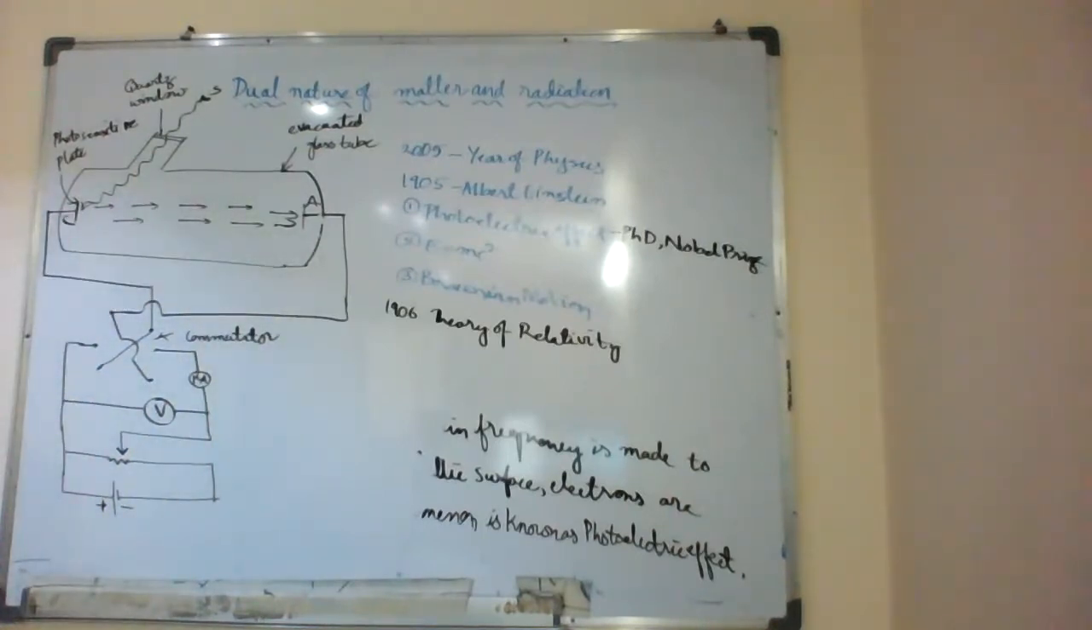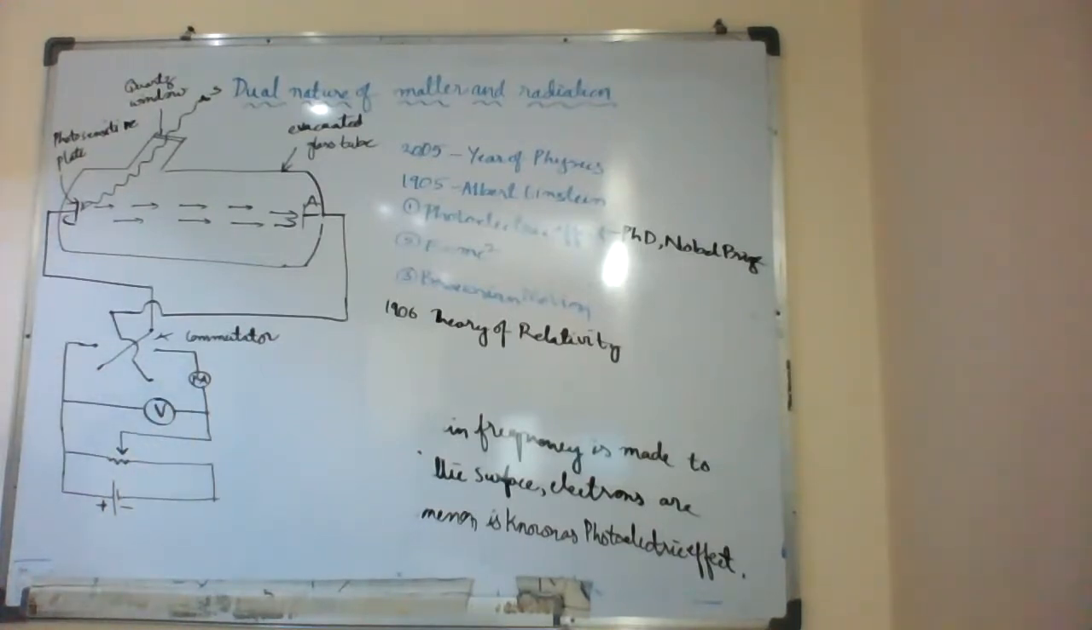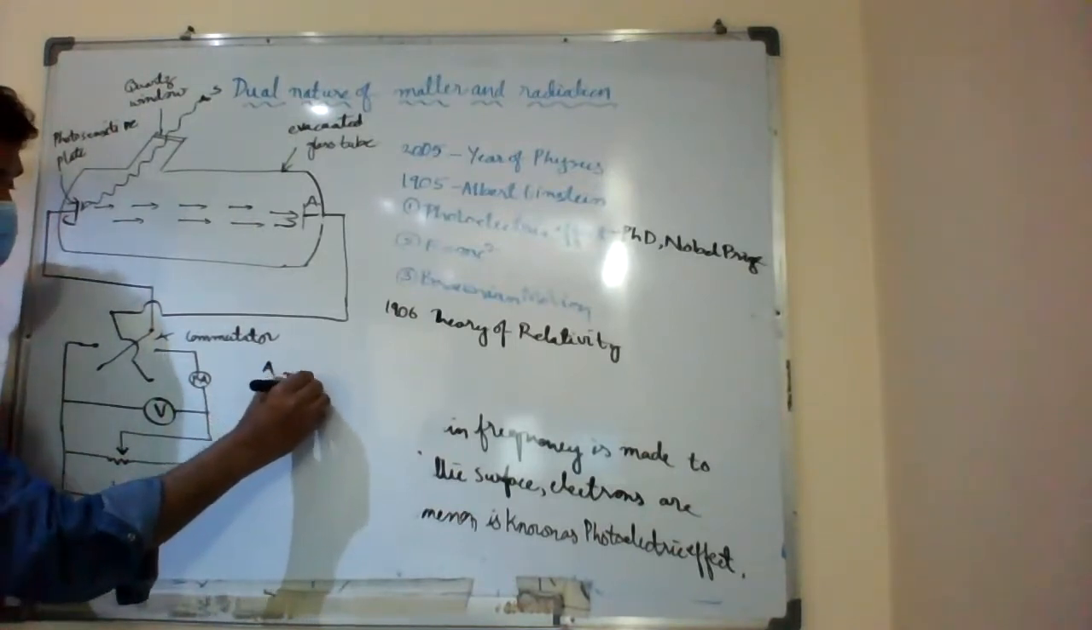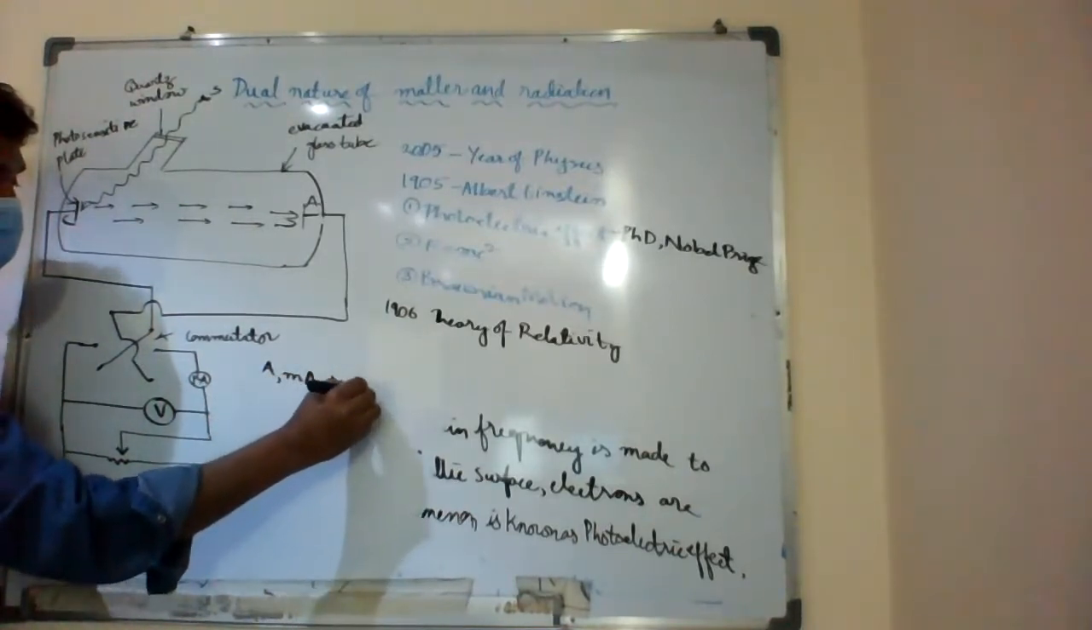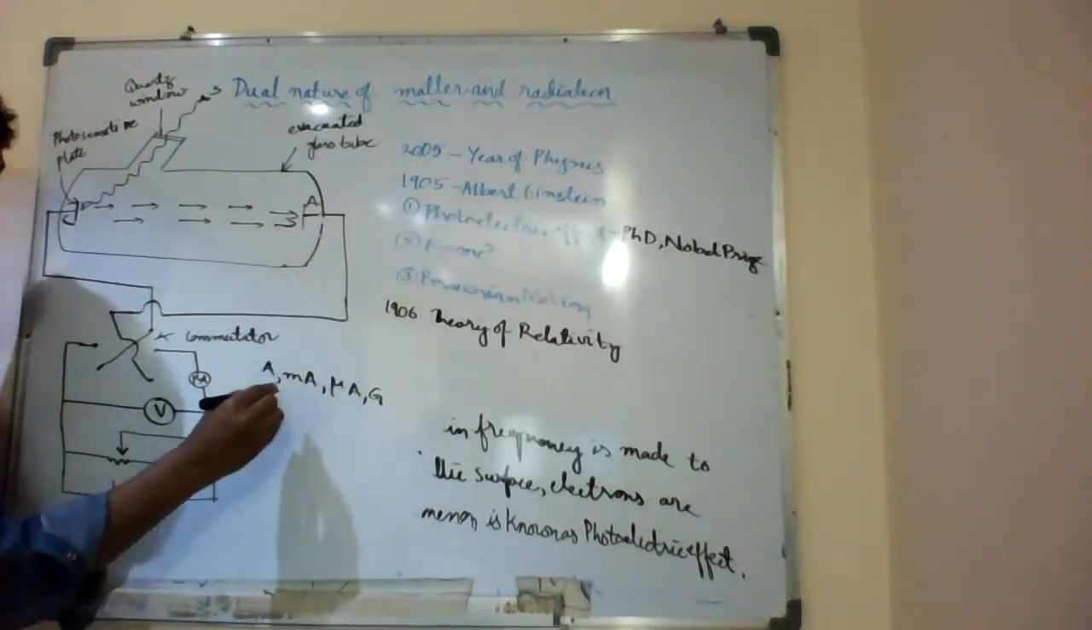Okay. Now, this cathode and anode are connected here. This is the commutator. Clear? And here there is a microammeter which is in series. In simple words, there is an ammeter. In the ammeter we have a family: milliammeter, microammeter, nano, or galvanometer, to detect the current. They are all connected in series.